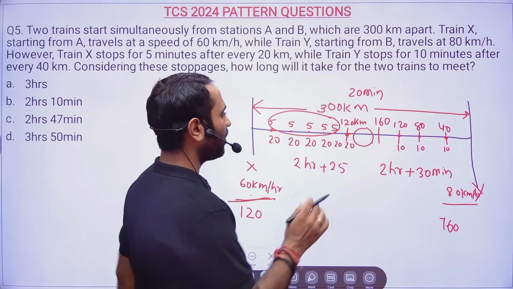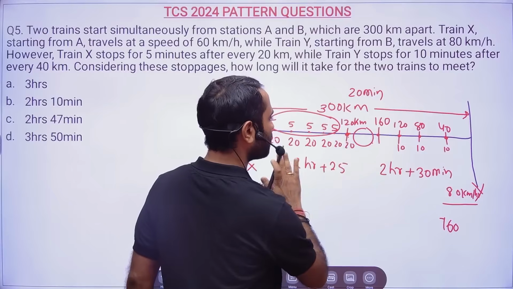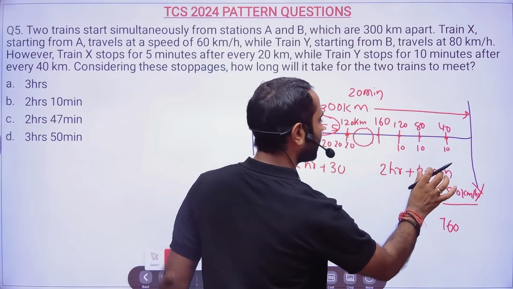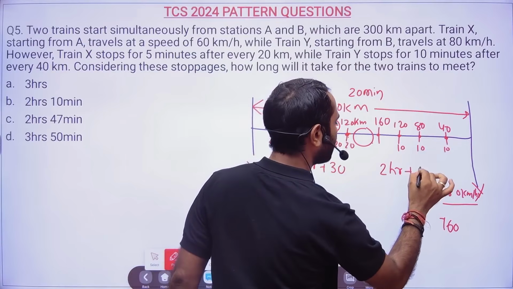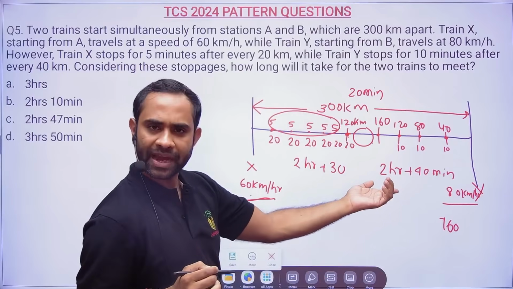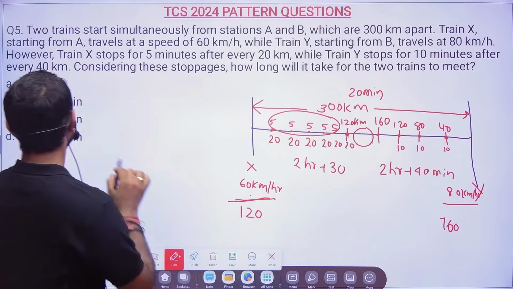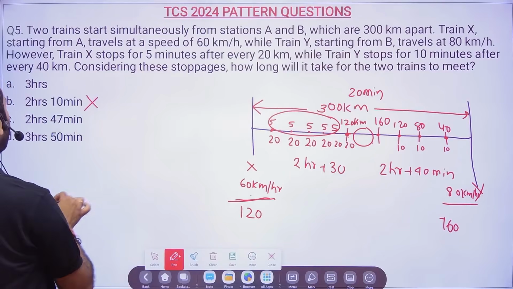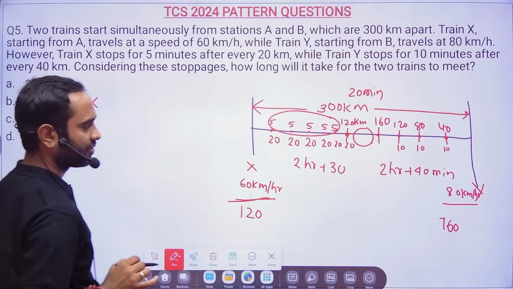So I will do one thing. Because they still have to move, I will take 30 here, and 40 here, and 40 minutes here, right? So friends, 2 hours 40 minutes they have already spent. So this is done. This option is eliminated.